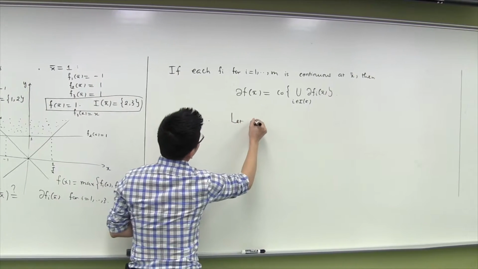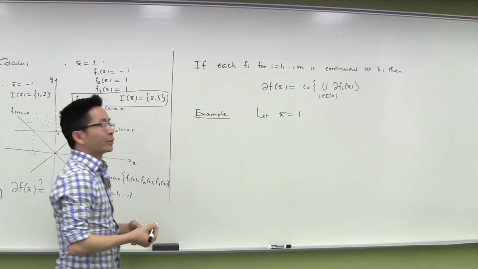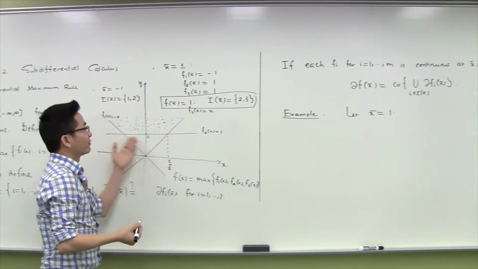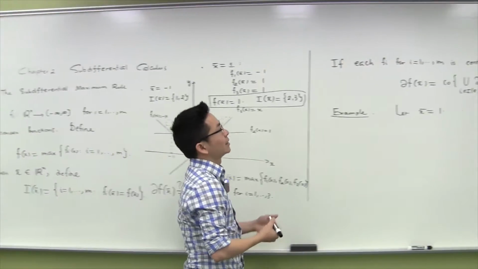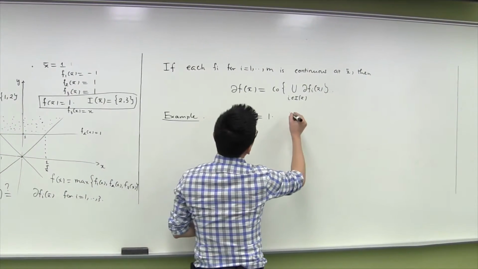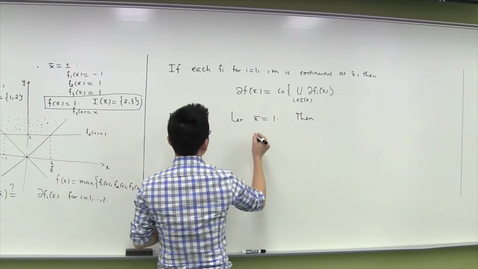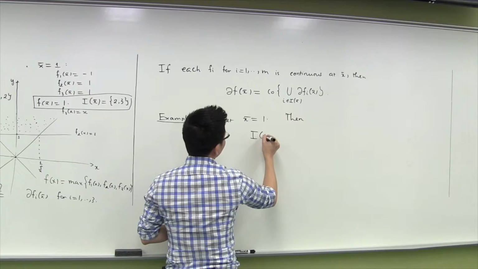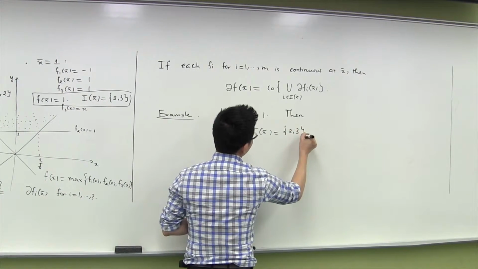Let x bar be 1. Now, as you can see here, each of the functions here is continuous, so we are able to apply this formula. In this situation, we see the following. Then, as we computed earlier, I of x bar is equal to {2, 3}.